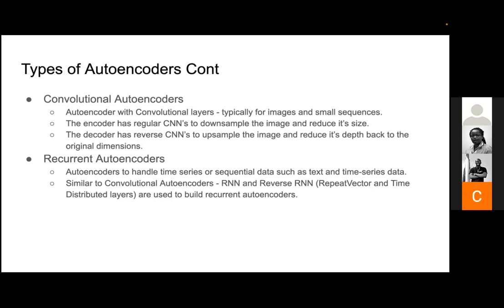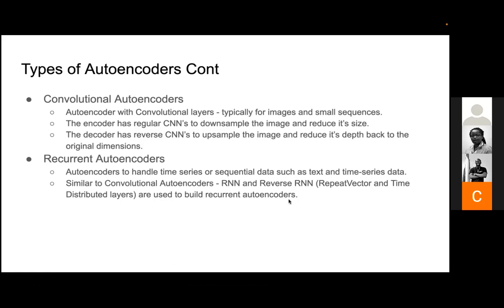In a similar manner, if an autoencoder has a recurrent layer, any of our RNN, LSTM, GRU, any kind of recurrent architecture, those are called recurrent autoencoders. These recurrent autoencoders are usually used to handle time series and sequential data, like text and time series data. We have discussed the recurrent layers in depth, so I'm not going deep into this. But similar to convolution layers, RNN and reverse RNN are used to build the recurrent autoencoders.